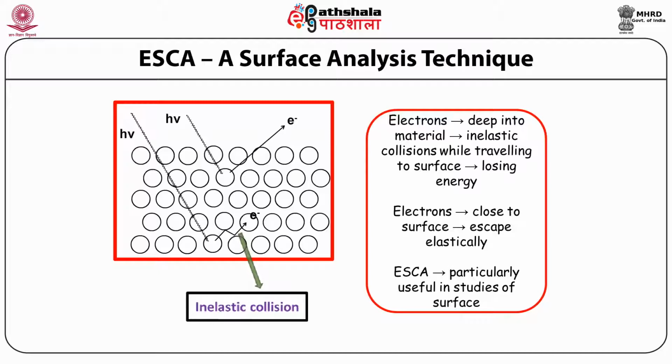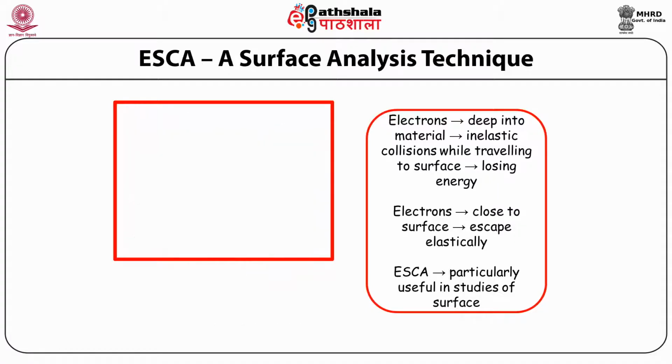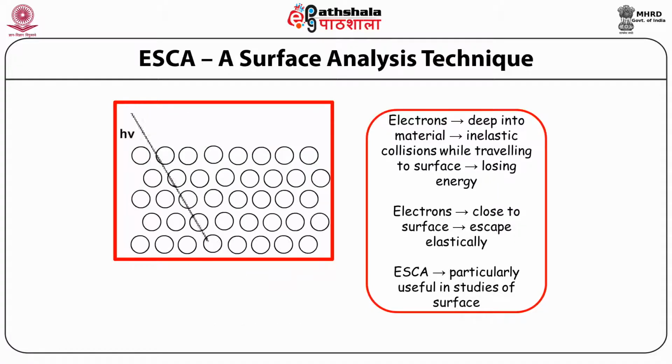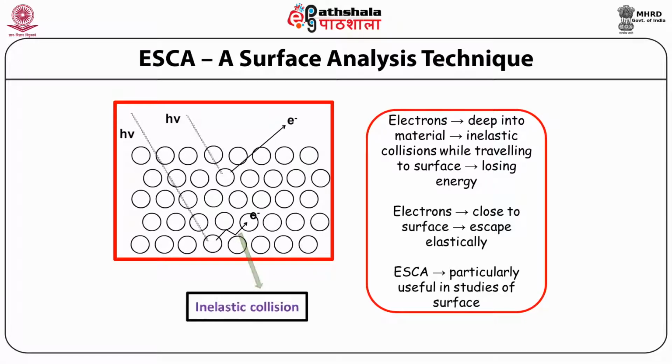The second possibility is that electrons close to the surface, indicated by h nu, an electron E is coming up, getting ejected out. So electrons close to the surface escape the surface. This is what is called elastic ejection or collision. And the other process where electrons come out is called inelastic collision.